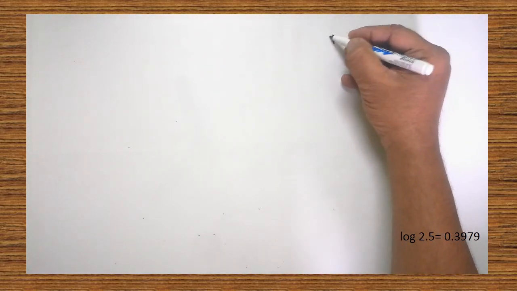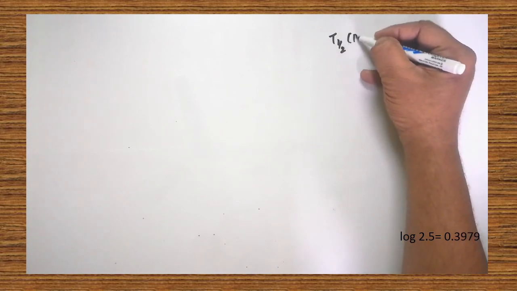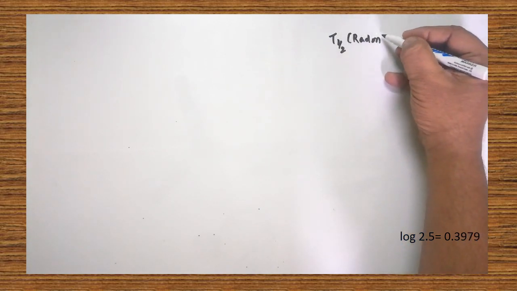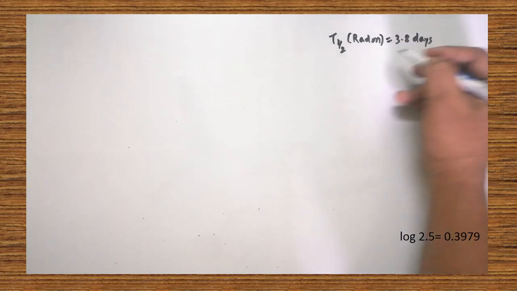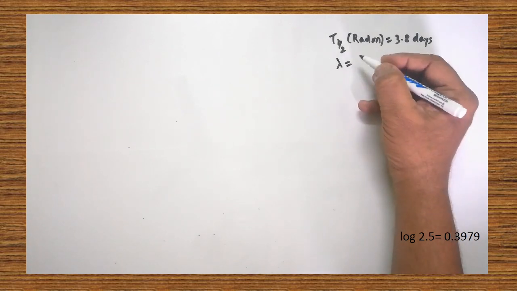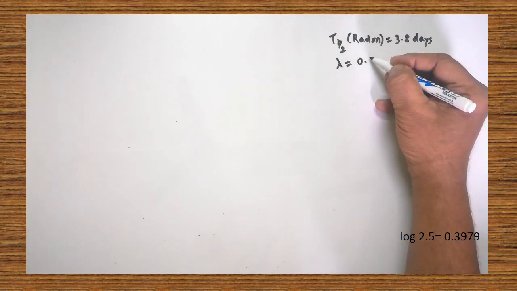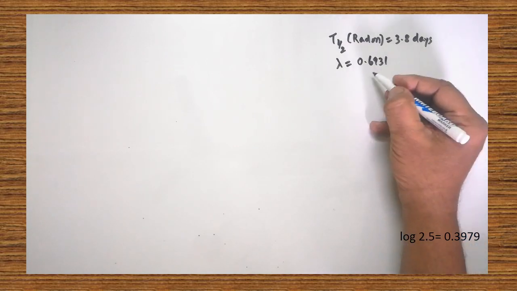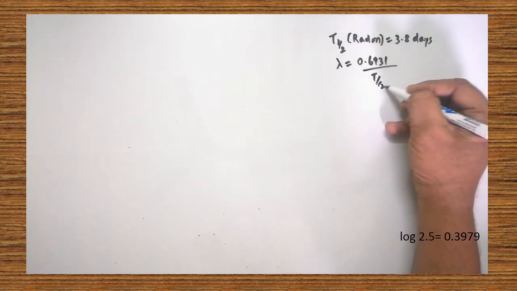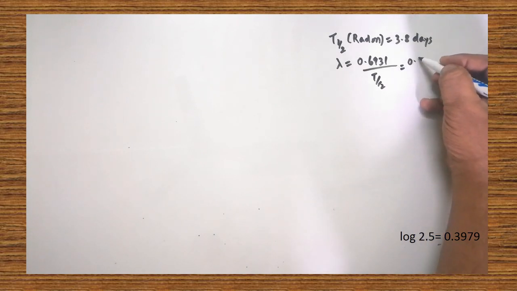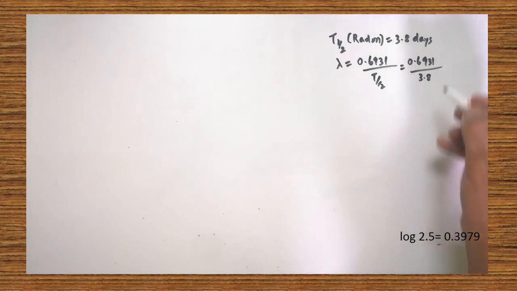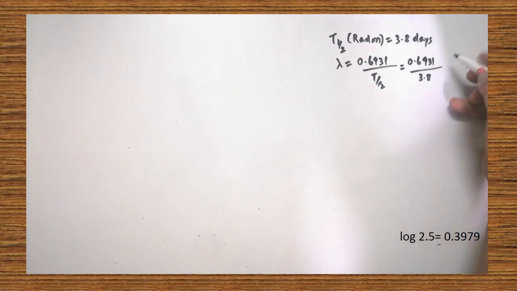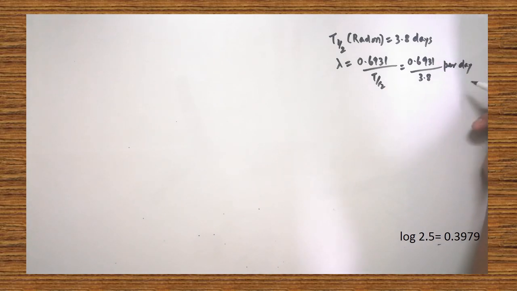First I will write the half-life period of the radon. Half-life of the radon is 3.8 days. From this we have to calculate the decay constant. The disintegration constant formula is 0.6931 divided by half-life. So if it is substituted, 0.6931 divided by 3.8. Since the half-life is in days, the unit of decay constant must be written as per day.